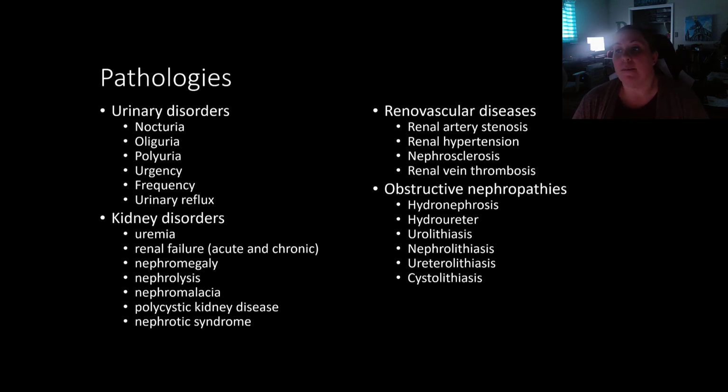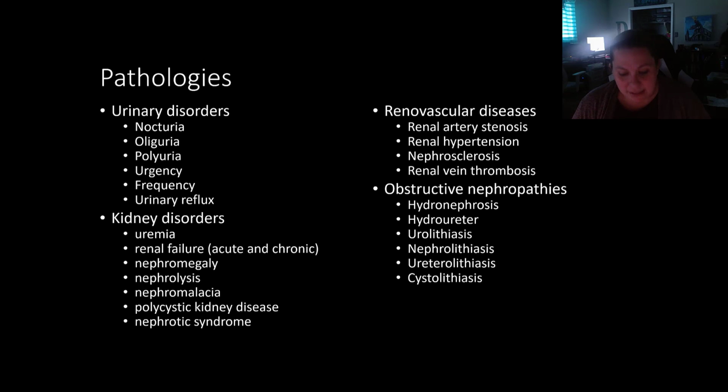Okay. We also do see that there's some kidney disorders here. So we have uremia, which is going to be blood in the urine. Renal failure can be acute or chronic, and this is where the kidneys are failing to do their job. And so you have waste products building up within the body. Nephromegaly is going to be where the nephrons are going to be enlarged. And again, when they're enlarged like that, they're not necessarily doing their job.